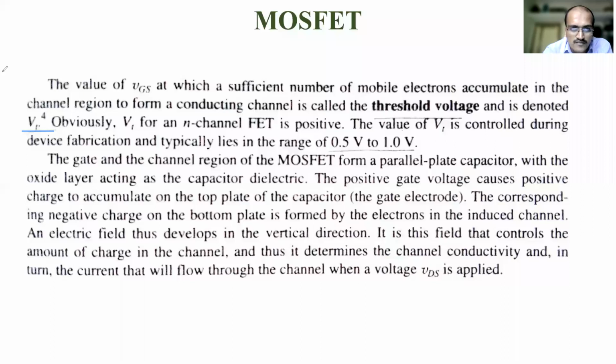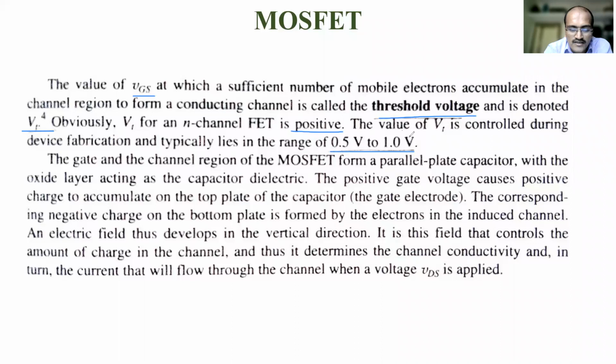VGS is the input voltage. When this voltage forms a conducting channel in the p-type substrate, we call it the threshold voltage VT. Obviously VT for an N-channel FET is positive, and for a P-channel it will be a negative value. That value of VT is controlled during device fabrication, and its value is normally in the 0.5 to 1.0 volt range.